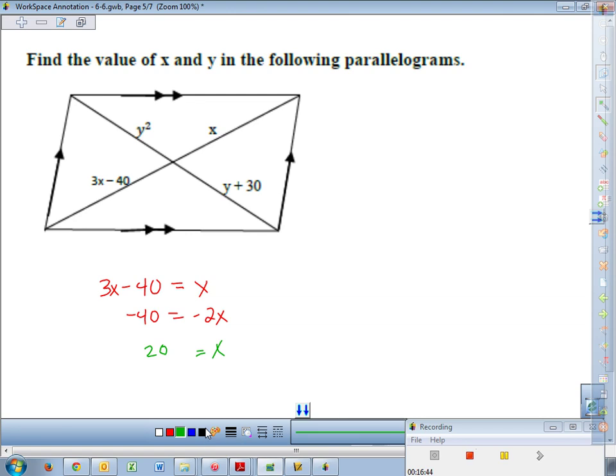Y. Let's set up an equation for y. What you got for me? I'm going to do this. Some people said y plus 30 equals y squared. I'm going to do y squared equals y plus 30. You'll see why here shortly. First question for you. What don't you like about that? There's a squared and a first power in it at the same time. This is a quadratic equation, correct?